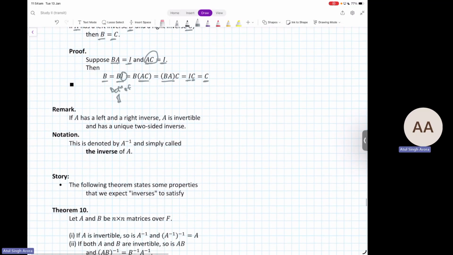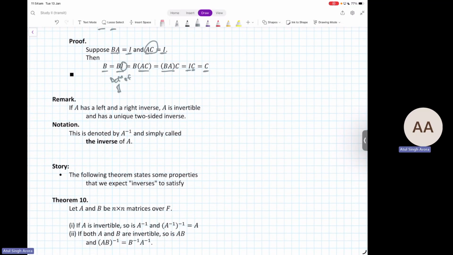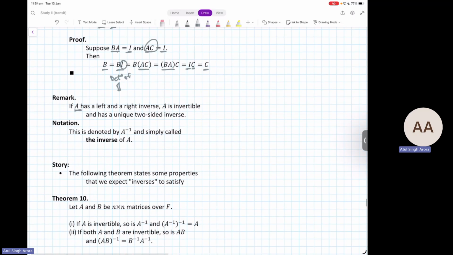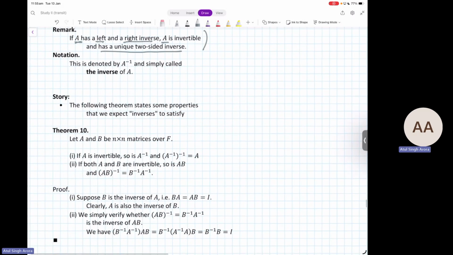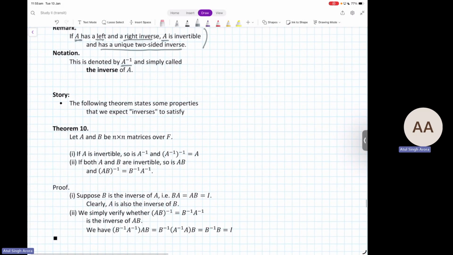Okay. So here's a remark. If A has a left and a right inverse, then A is invertible and has a unique two-sided inverse. That's a consequence of this fact: if you have a left and right inverse, it's going to be the same. And this is denoted by A inverse, and it's simply called the inverse of A.